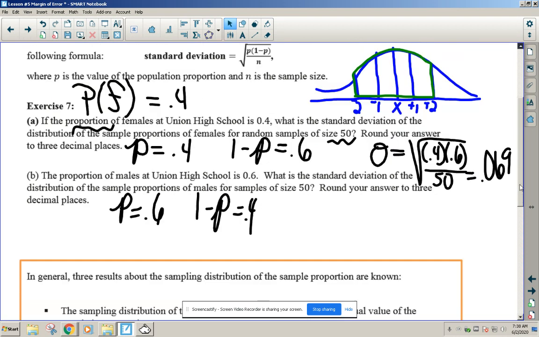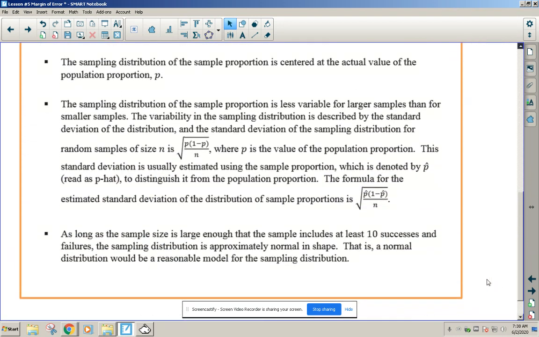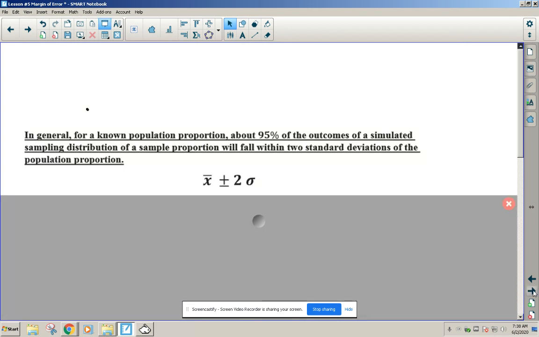So if you look down the page, here again are more notes on what the standard deviation is and how we find it, either with the whole population or with the sample population. It doesn't matter. We're going to do some of these and practice those in a moment. But in general, for a known population proportion, about 95% of the outcomes of a simulated sampling distribution of a sample proportion will fall within 2 standard deviations. So if they say a sampling distribution, this would be like a computer generated one.